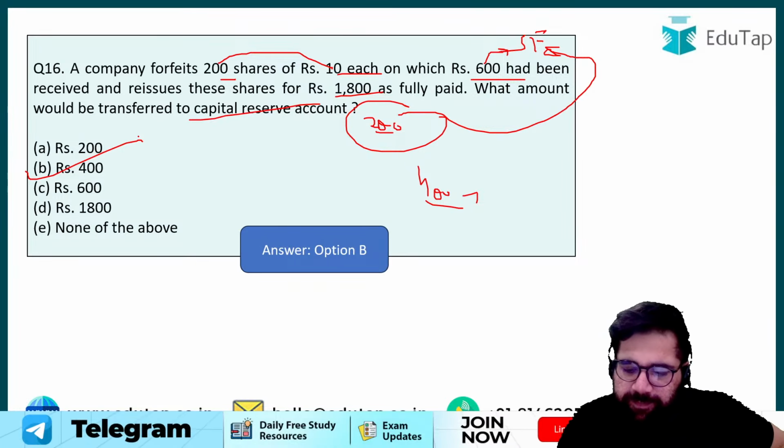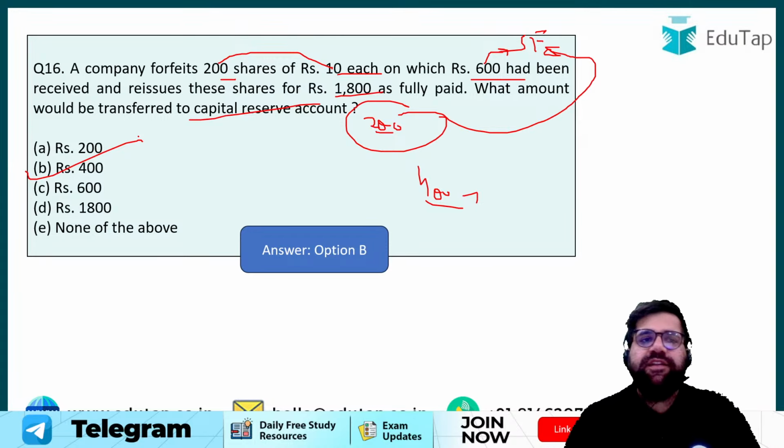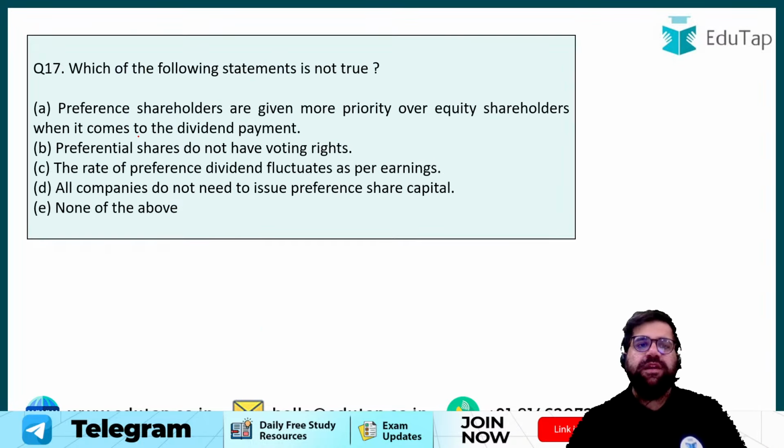Yes, security premium amount, if it is paid, or if it is received by the company, then it is not paid. That is a very good observation by Rishi.